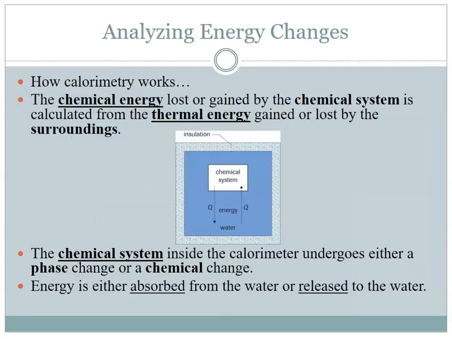This diagram shows how the chemical energy lost or gained by the chemical system goes into the water. In reality, the chemical system is not one tidy block, but it will likely be mixed right in with the water. Energy is either absorbed from the water or released to the water. We will typically measure the change in temperature of this water, and so we will use the specific heat capacity of water, and this information will allow us to calculate information about the chemical system.